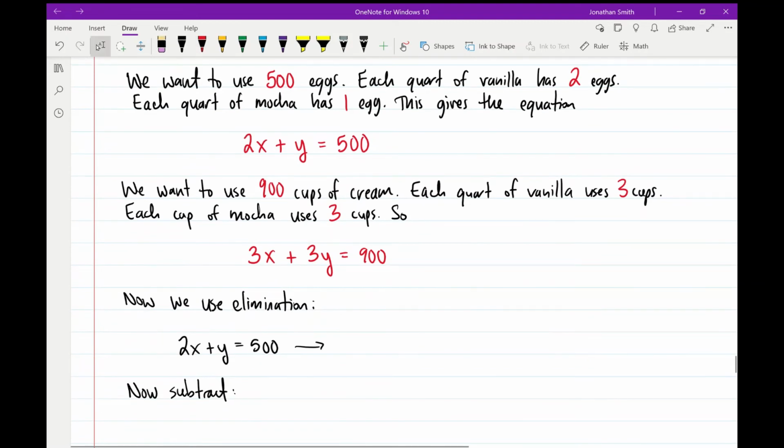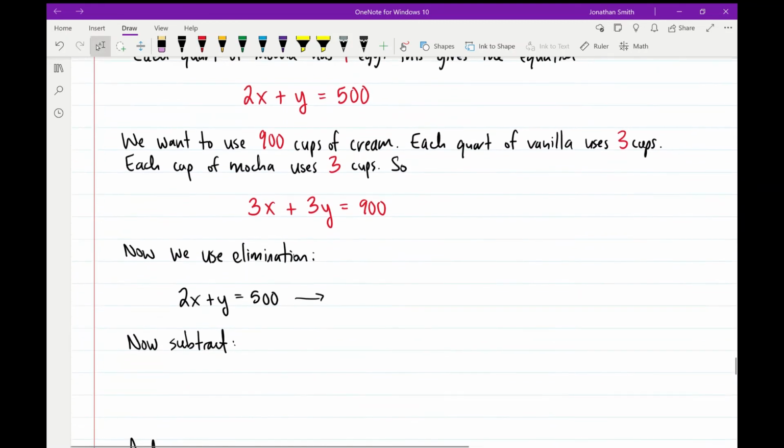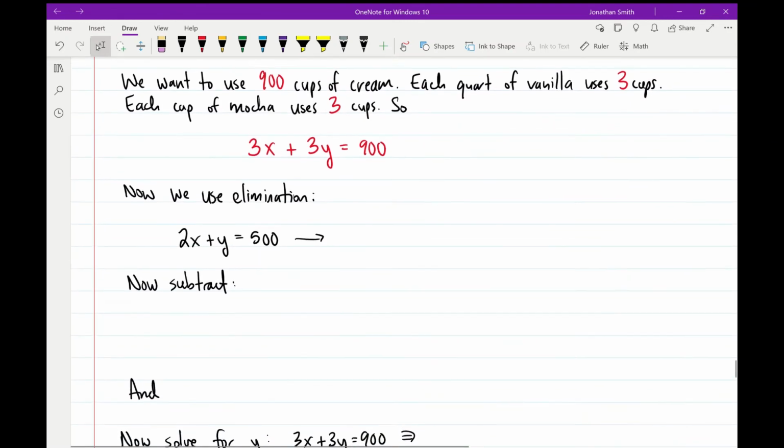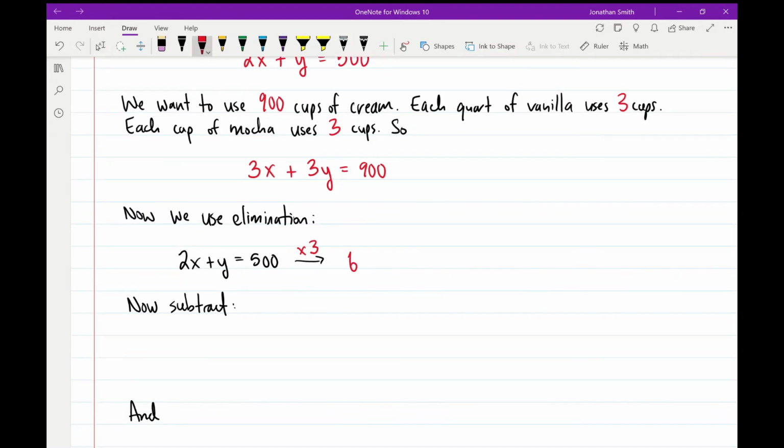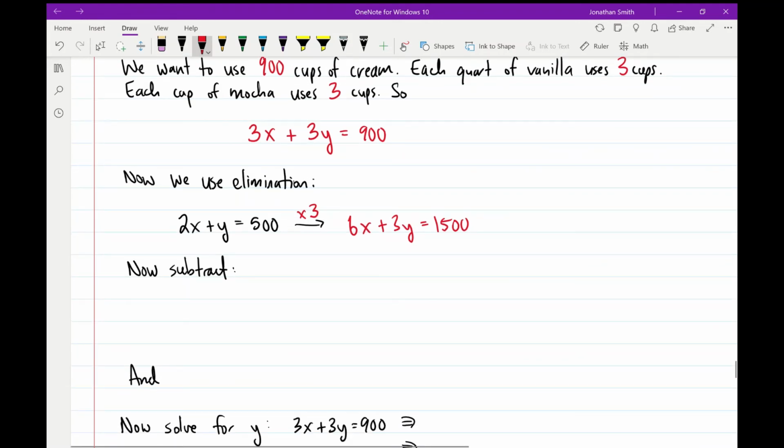But after we have these linear equations set up for us, now we can just use the math that we've talked about. So now we're going to use the elimination method. 2x plus y is equal to 500. This is going to turn into, let's multiply by 3 so that we can get a 3y in the first equation and a 3y in the second equation and subtract to get rid of the variable y. So we get 6x plus 3y is equal to 1500. So this is our new equation, and now we're going to subtract.